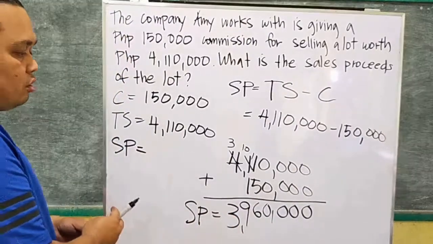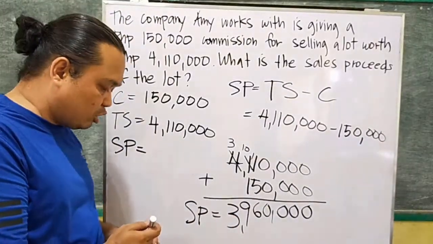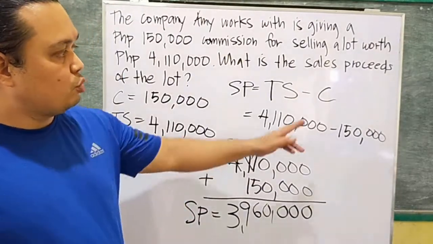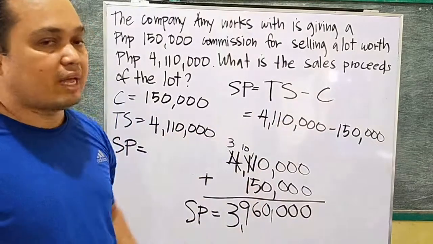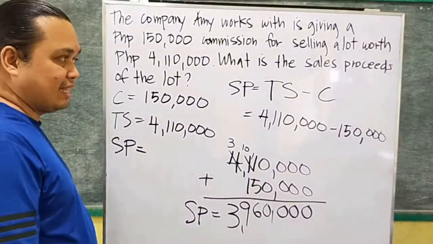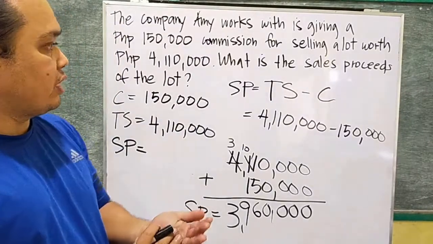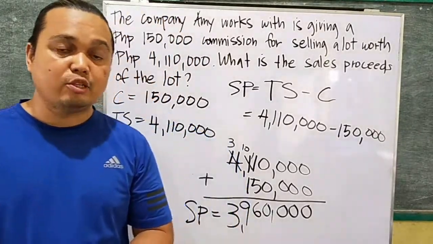Okay, so that's how we get the sales proceeds. Simply just subtracting the commission from the total sales, or subtract the total sales with the commission. Okay, that's how we get the sales proceeds.